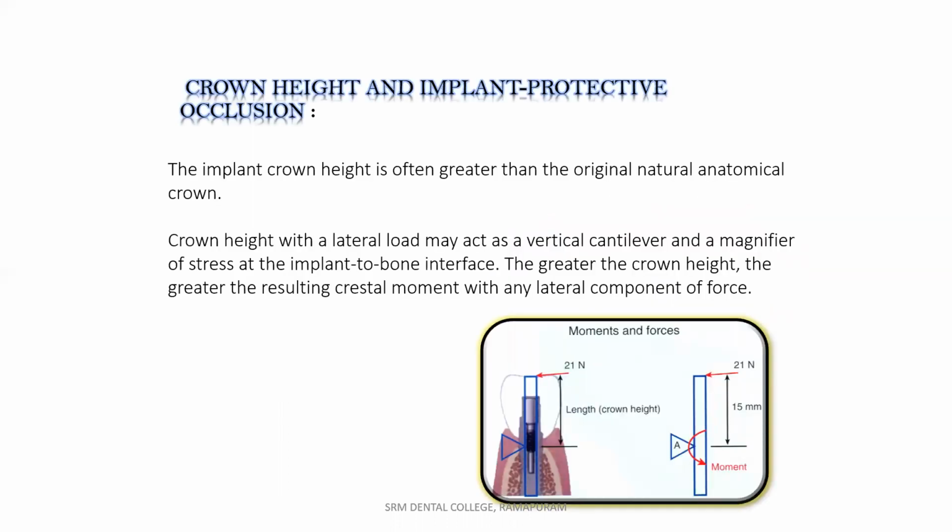Crown height and implant protective occlusion. The crown height will also influence the amount of occlusal loading on the implant. The implant crown height is often greater than the original natural anatomical crown. Crown height with a lateral load will act as a vertical cantilever and also act as a magnifier of stress at the implant to bone interface. The greater the crown height, the greater the resulting crestal moment with any lateral component of force.